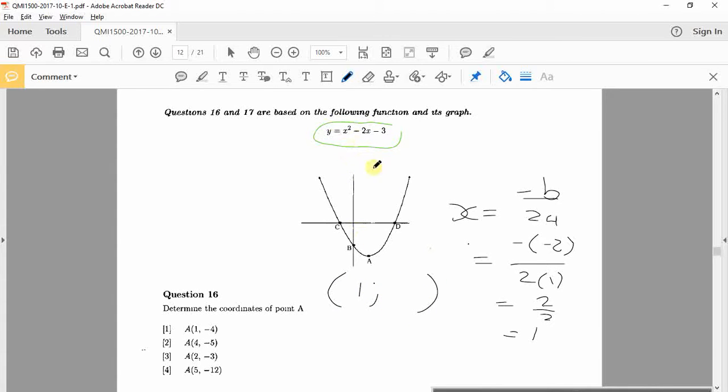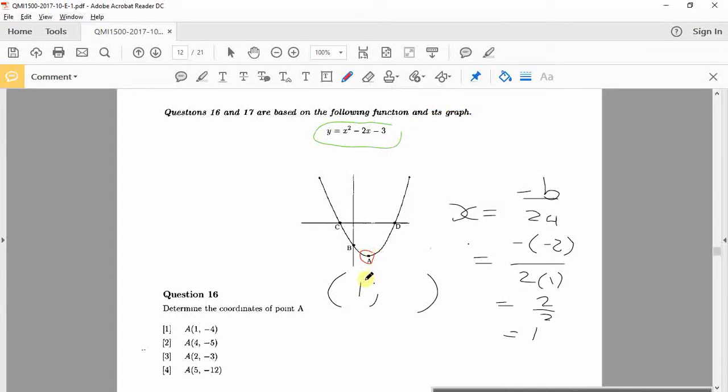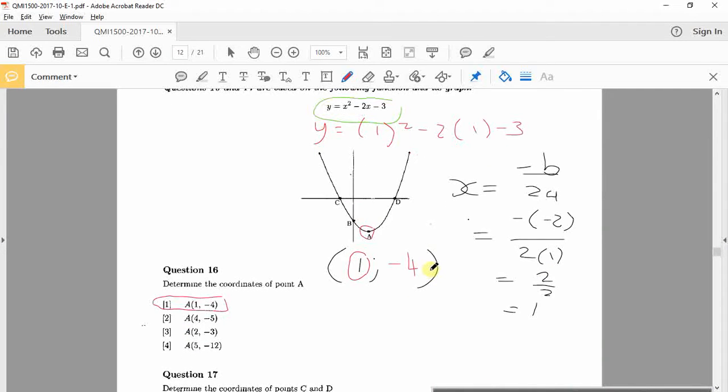Let's find the something else. How do I get the y value? Well, if I know what x is, I can get y. Okay, substitute in and solve. Right, so 1 squared is 1. 1 minus 2 is minus 1. Minus 3 is minus 4. Option 1. Does that make sense? It does now.